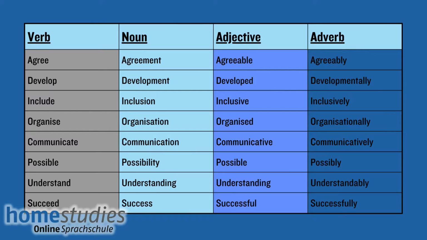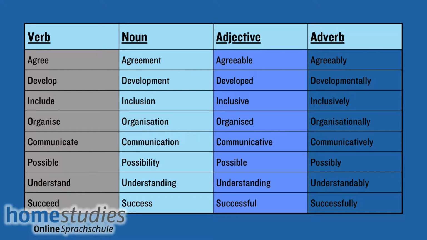Here we can see just a few examples of some word families. We have the verb, the noun, the adjective, and the adverb that are all formed using the same base word. Now, don't forget, like we saw in the previous part of the video, there are also cousins to these families. And by that, I could mean other related words or possibly antonyms. For example, possible and impossible, or impossibility. Inclusive and exclusive, or exclusivity.